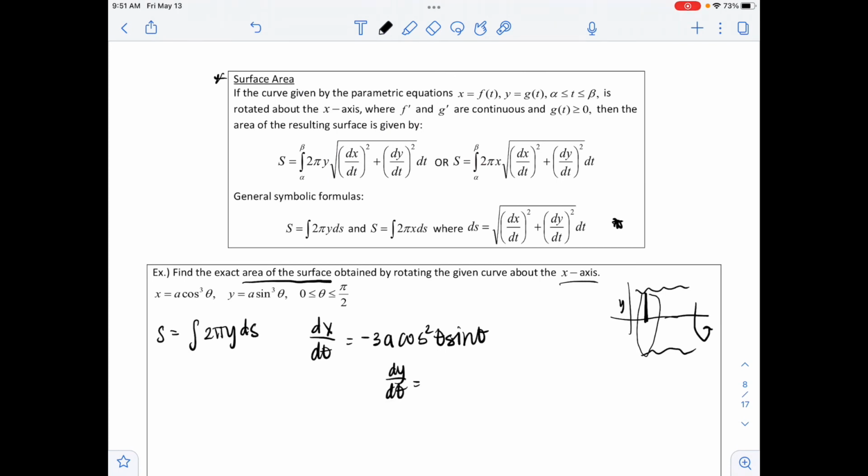Very similarly, we're going to end up with 3a sine squared θ times the derivative of sine, which is going to be cosine of θ. Again, using that chain rule.